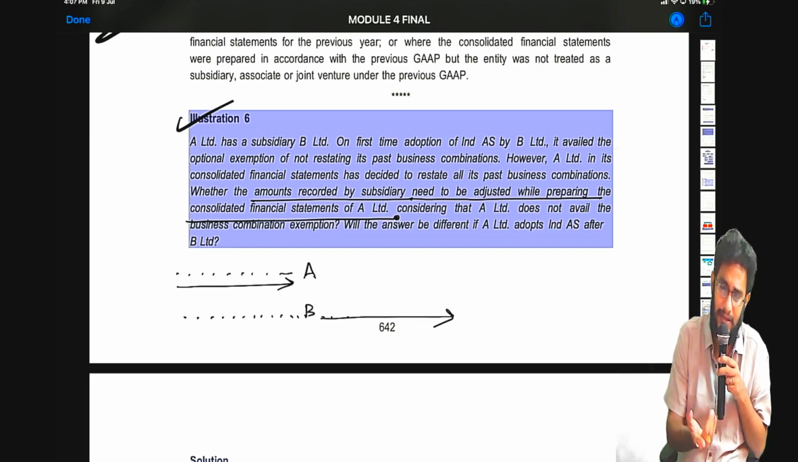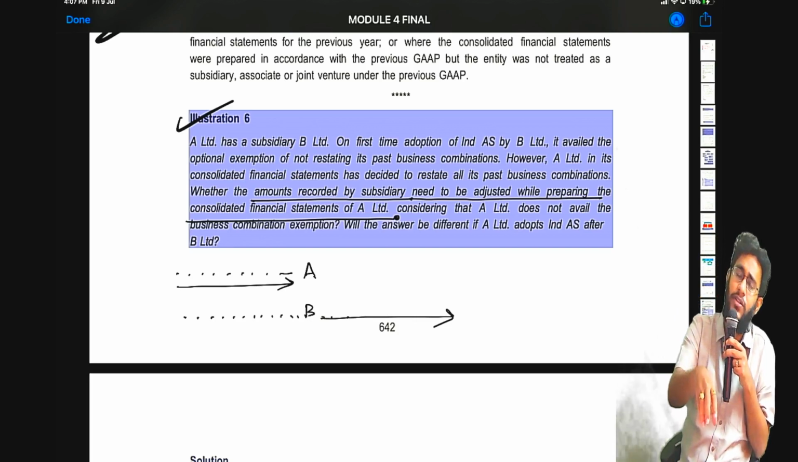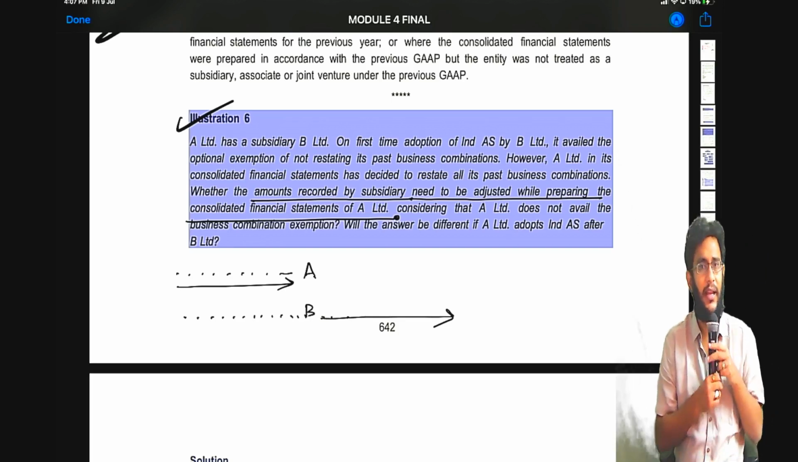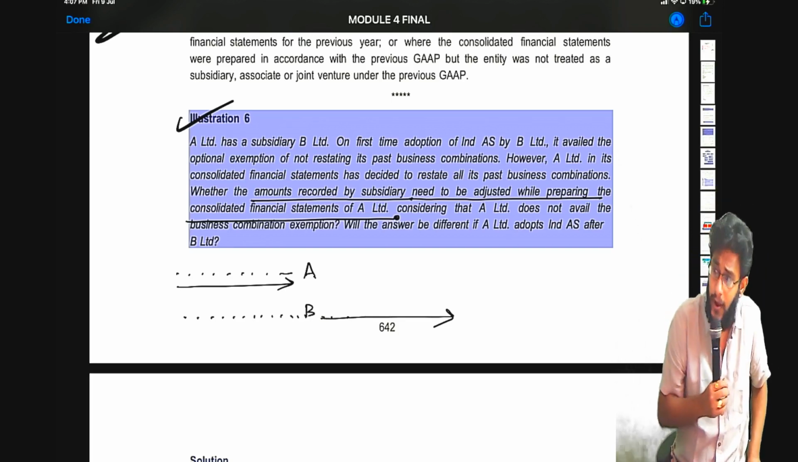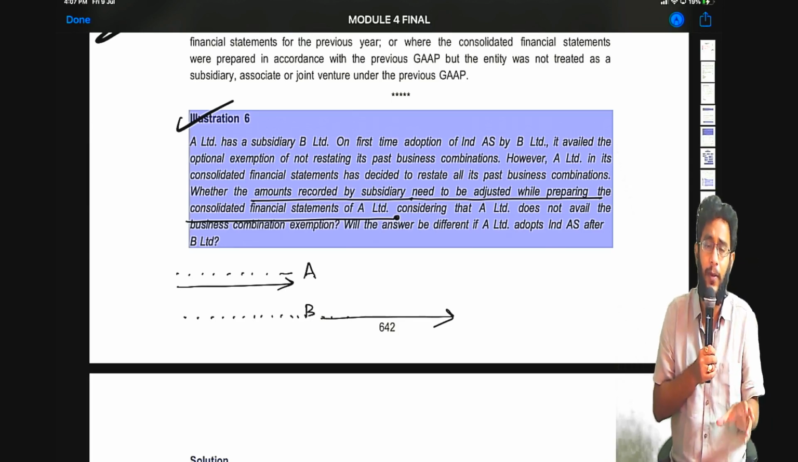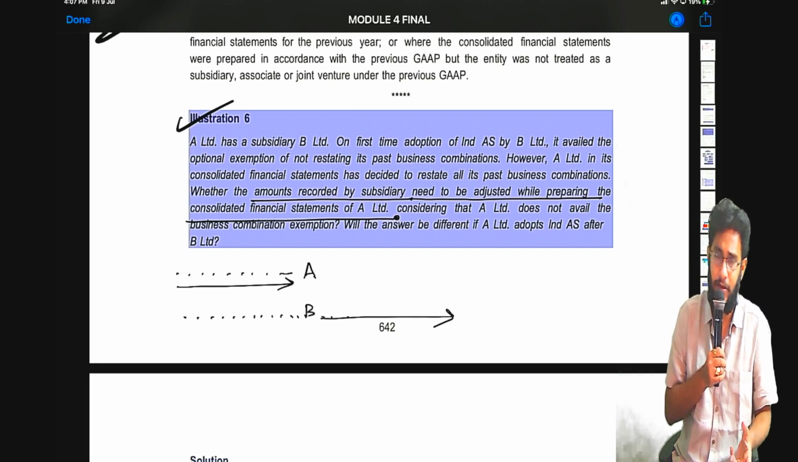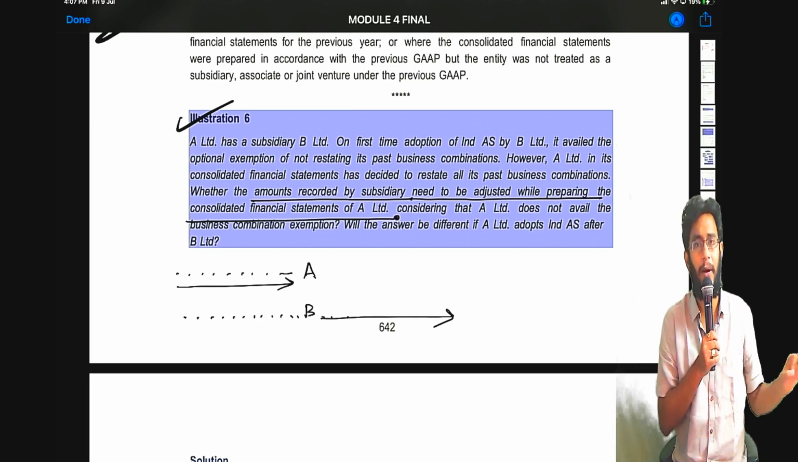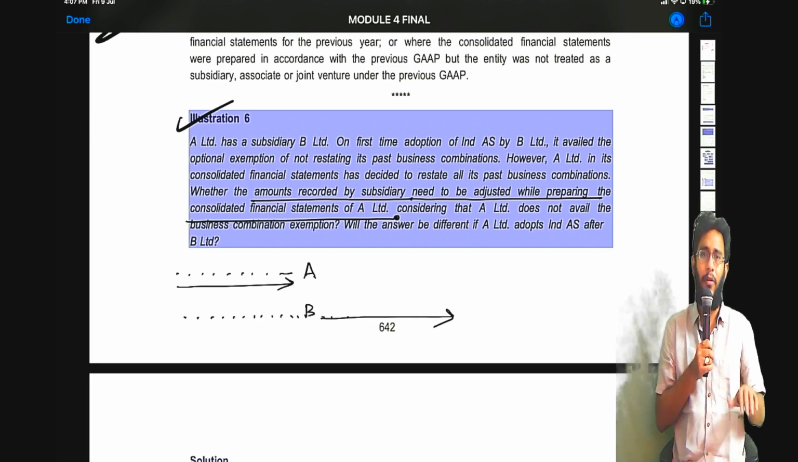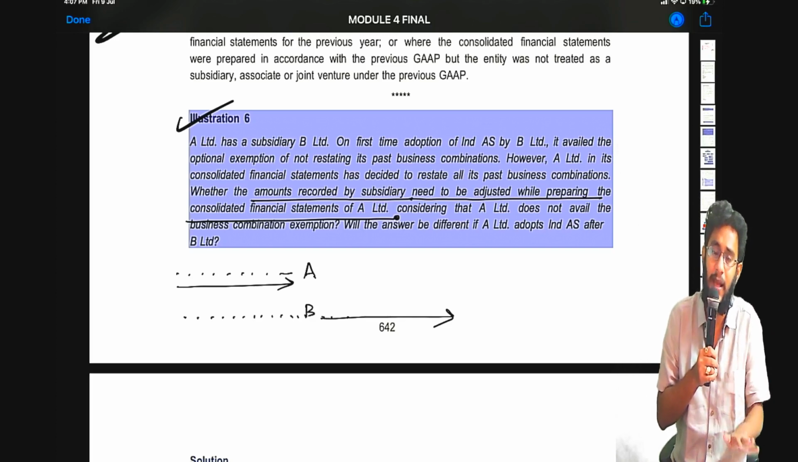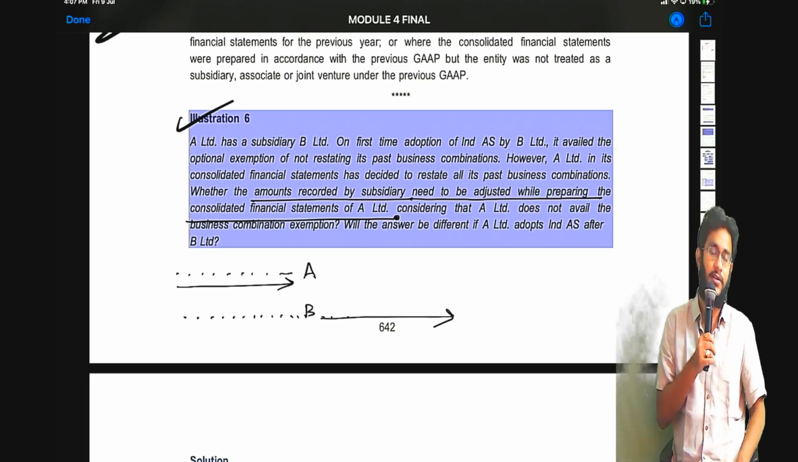The answer is very simple, sir. Consolidated financial statements are prepared as if this group itself is a single entity. That means you will not see A and B separately. If A and B together are a single entity, how the financial statements will appear, that only is a consolidated financial statement. So you have to compulsorily restate all the past business combinations. Whatever parent has followed, subsidiary also has to follow the same for the purpose of consolidated financial statements.